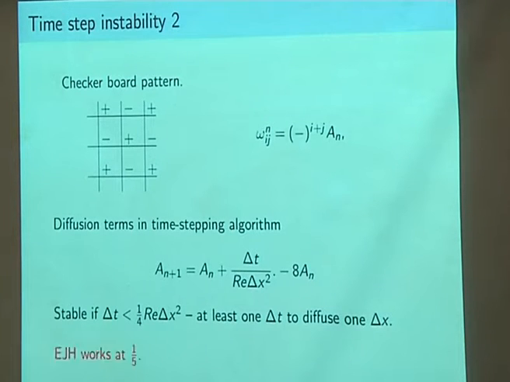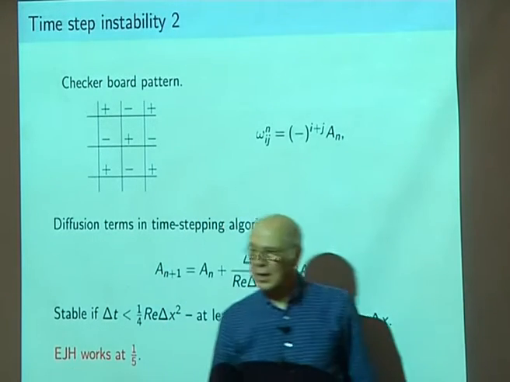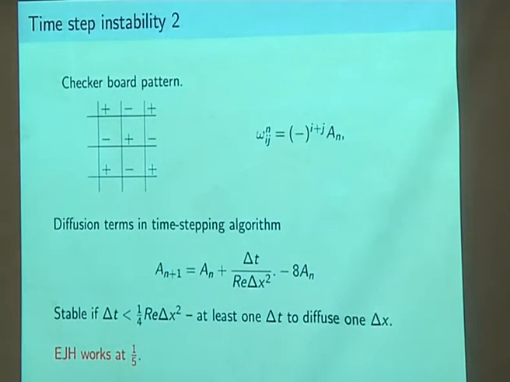Okay, so a quarter is the critical thing, and these are my initials. I always work at 1/5, so it's 80% of the stability limit. It's dangerous to go right up to the stability limit, and just occasionally things still go wrong, so I have to come back down a bit. But otherwise I'm as greedy as possible.